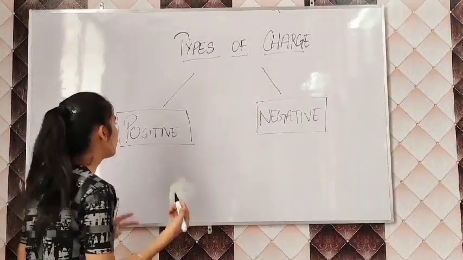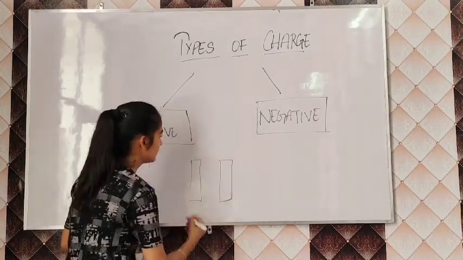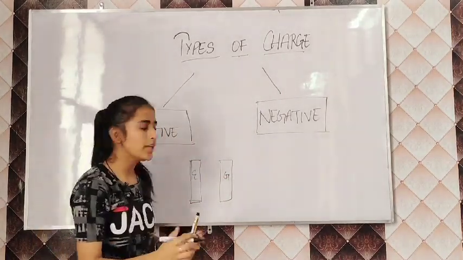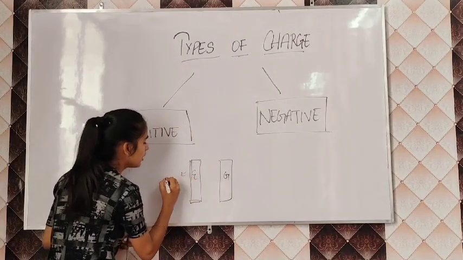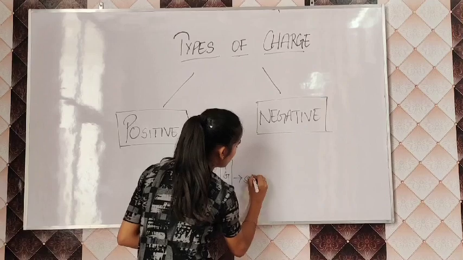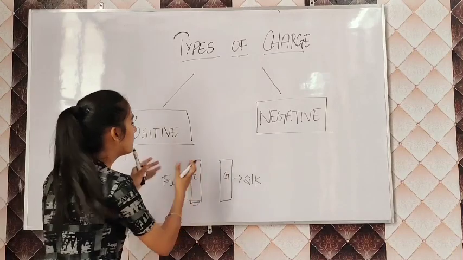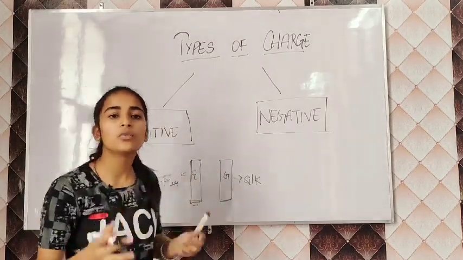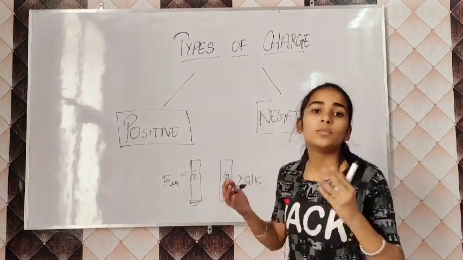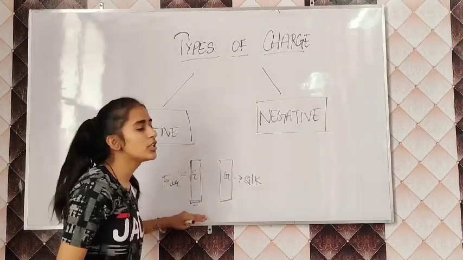Let us take here two rods, one ebonite rod and another glass rod. Here we'll charge both the bodies. The ebonite rod will be charged with fur and the glass rod will be charged with silk. Now both the bodies are charged. When they are brought near each other, it was observed that both the bodies attracted each other. Why did the bodies attract each other? This is only because of the opposite charge.